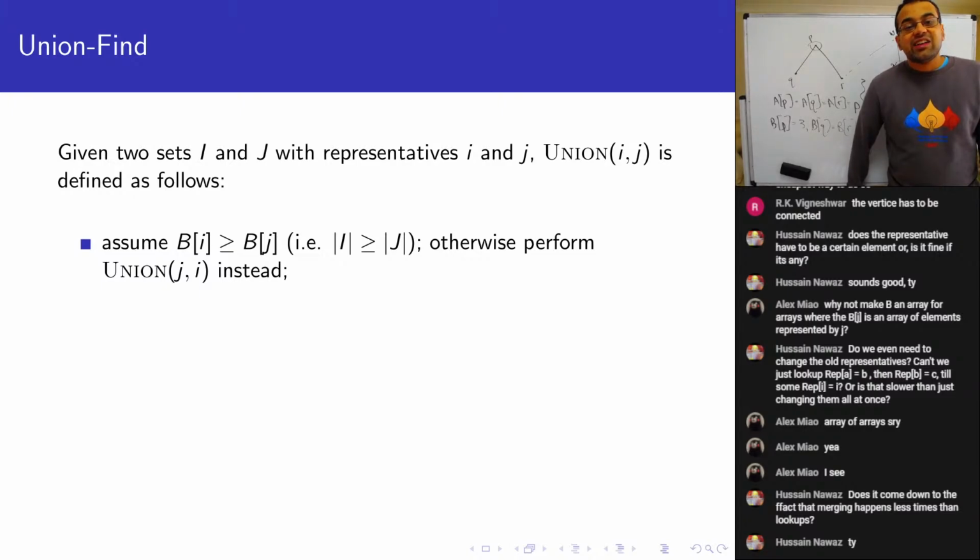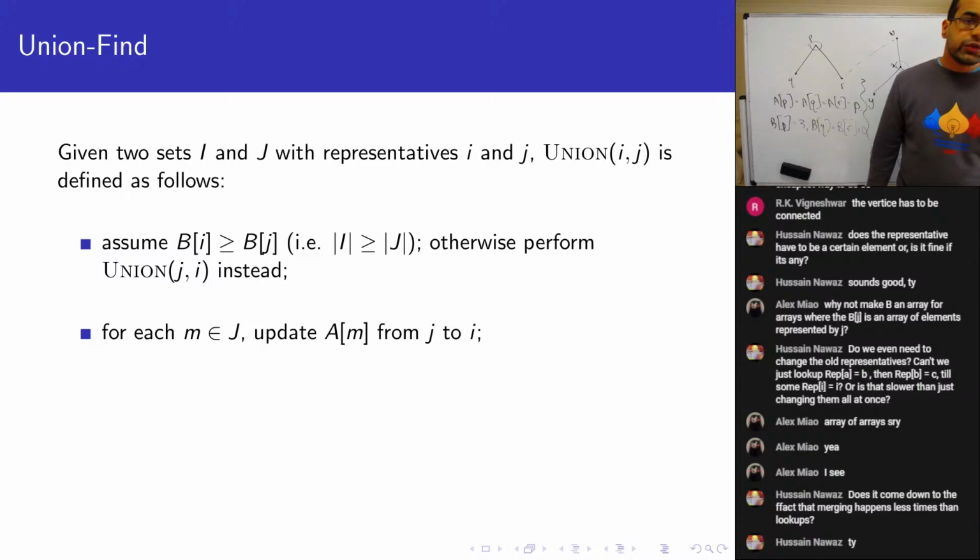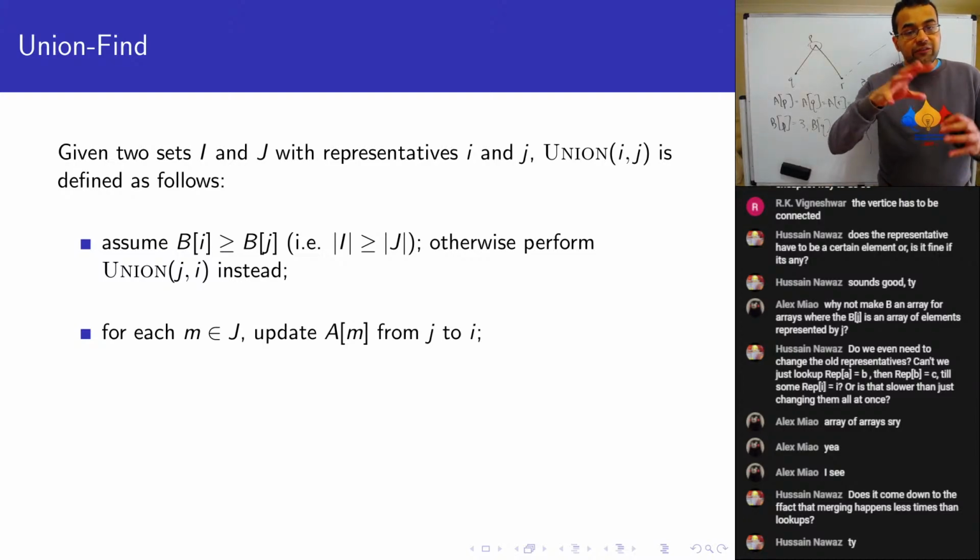Okay. Suppose I have the two sets capital I and capital J, whose representatives are little i and little j. Without loss of generality, I'm going to assume that capital I is the larger of these two sets. Otherwise, we just perform the union operation the other way around. So we're going to interpret union ij as merge set J into set I. So we're going to make i the new representative of everyone in both sets, which means that for everyone in the small set J, I need to update their label from j, which it was before, to i, which it is now.